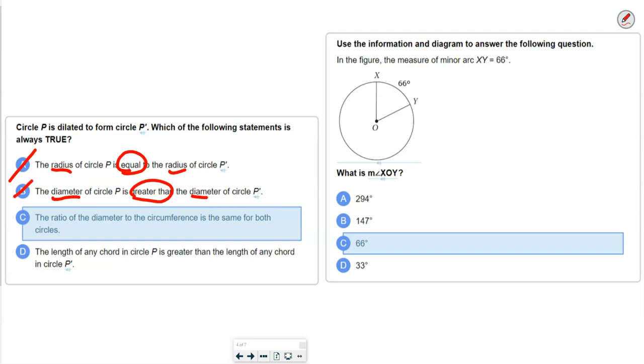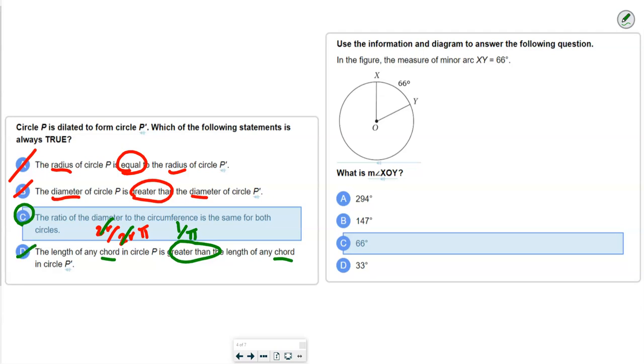Then we've got the ratio of the diameter, that's 2 times the radius, to the circumference, that's 2 times the radius pi. Well, 2r cancel out 2r, so we got 1 over pi, and that's a number. If there's no variable left, then that's going to be our answer. And then chord greater than chord again, we don't know how it dilated, so that can't be true always.